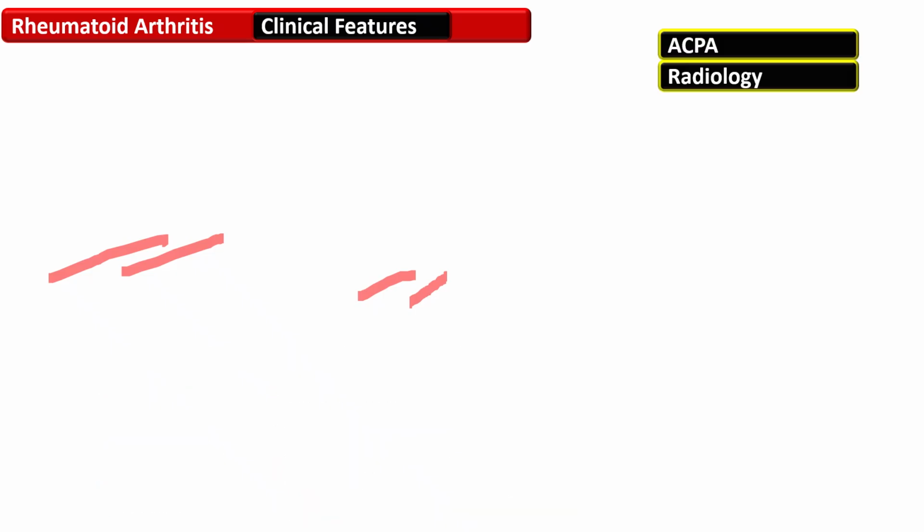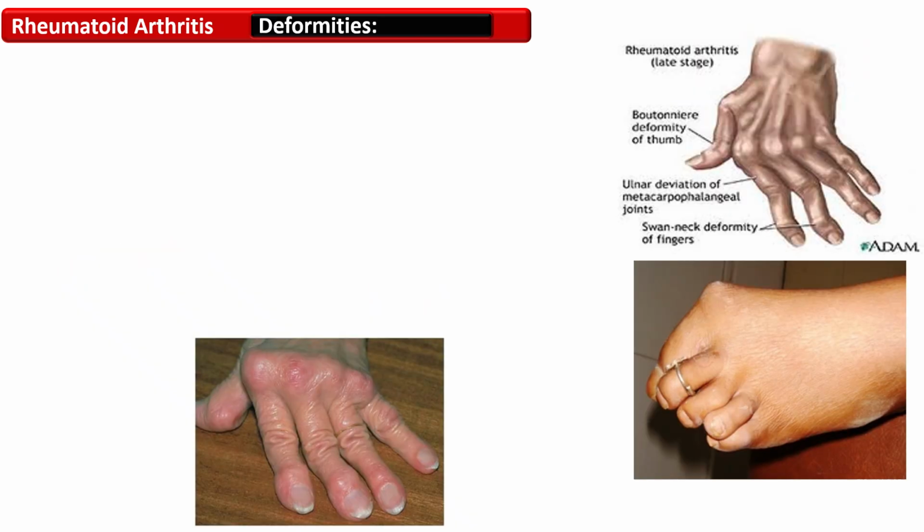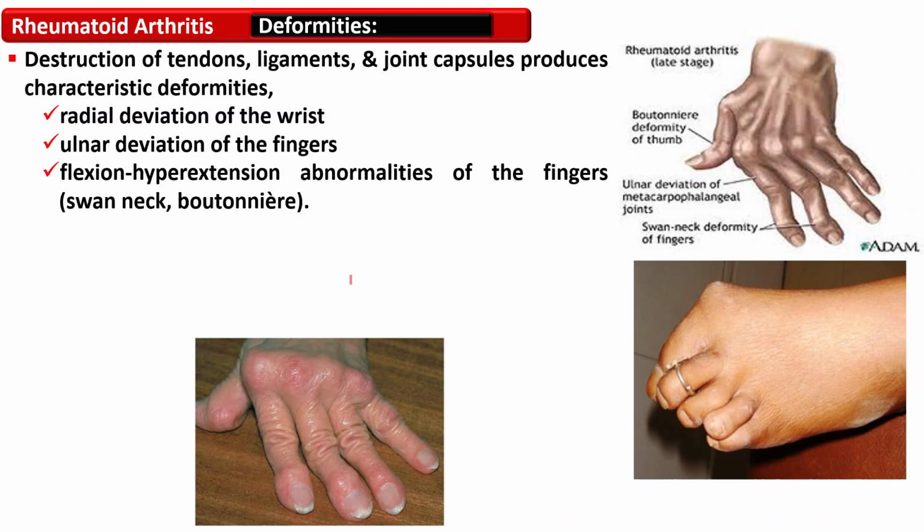It is separated from other arthropathies by anti-citrullinated antibodies positivity and characteristic radiological features. As we have seen in the pathogenesis, the disease is associated with demolition of the tendon, ligaments, and joint capsule structure, so it will result in various deformities of the joint.